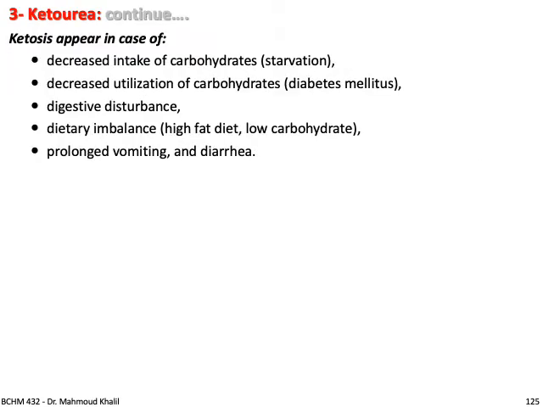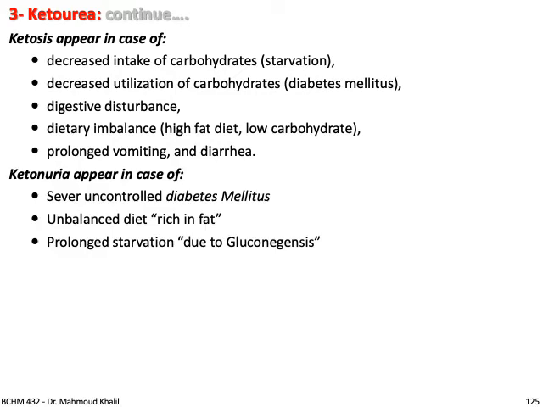Ketosis appears in case of decreased intake of carbohydrates, like starvation, or decreased utilization of carbohydrates, like in case of diabetes mellitus, digestive disturbance, dietary imbalance, and prolonged vomiting and diarrhea. Ketonuria appears in case of severe uncontrolled diabetes mellitus, unbalanced diet rich in fat, and prolonged starvation due to gluconeogenesis.